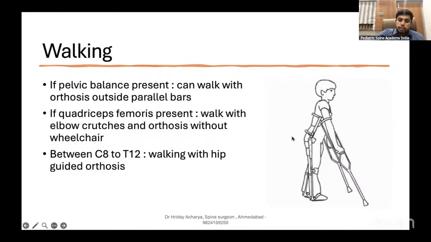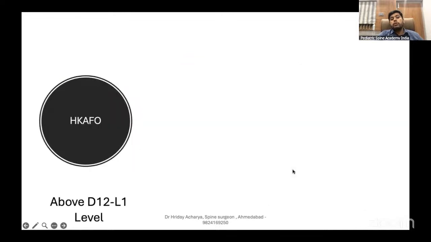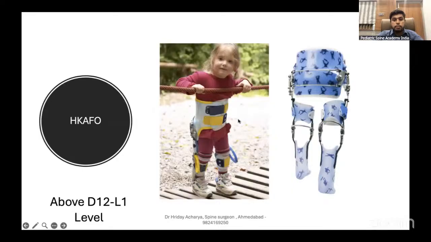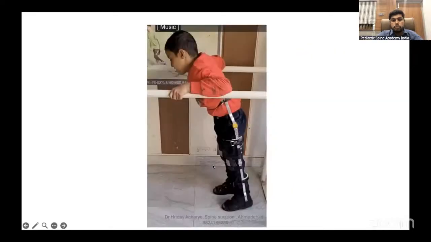Here you can see this guy is walking with a hip support that is holding his trunk, and he's walking with the help of his hands. Since they have flaccid legs, you need to protect them and hold them for them to walk. So it's called a hip, knee, ankle, foot orthosis for injury above D12. This is a hip, knee, ankle, foot orthosis.